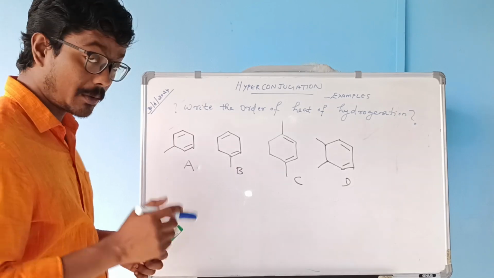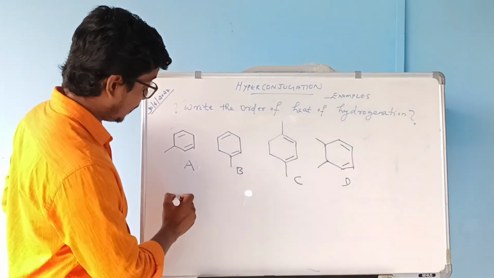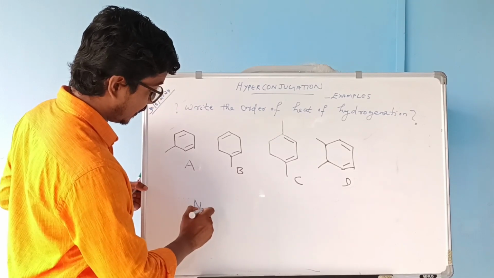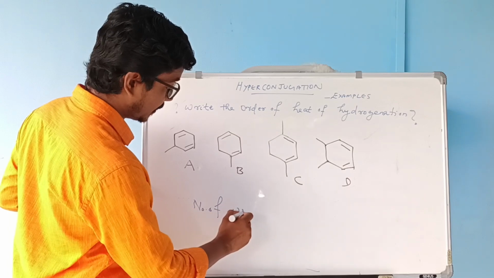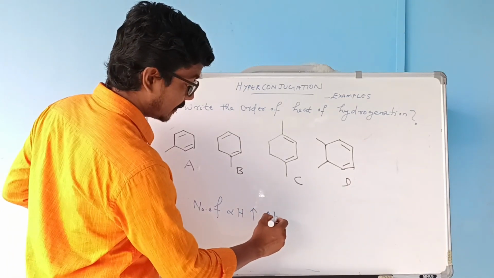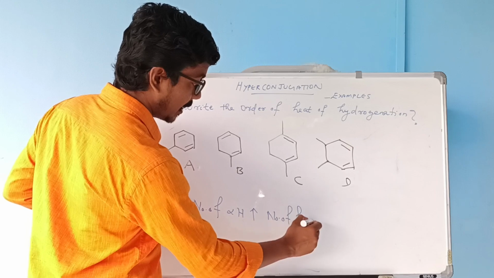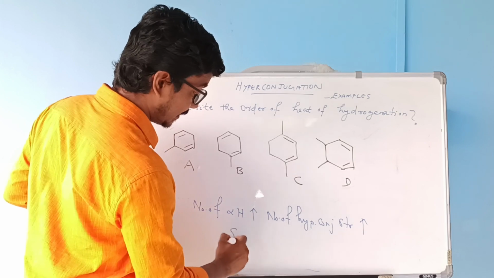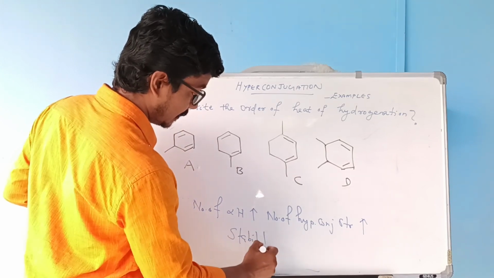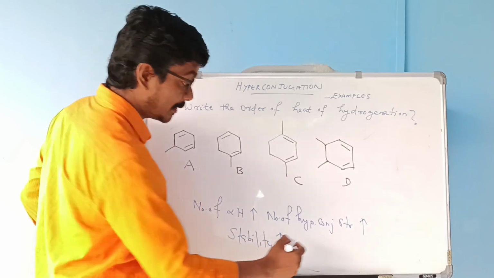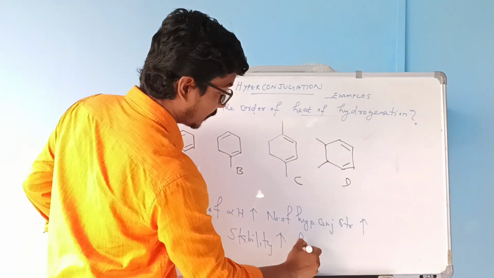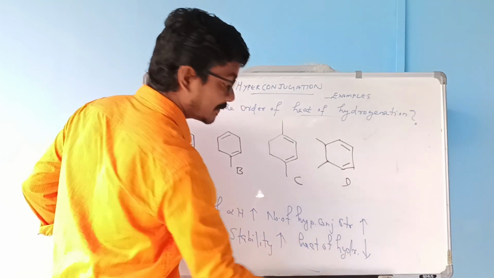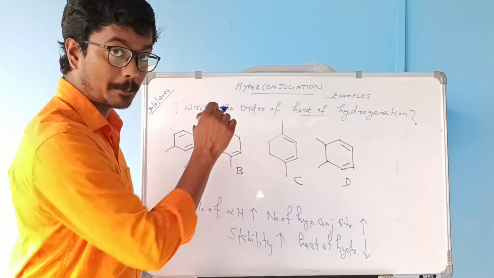So we must know the important point: when the number of alpha hydrogen atoms increases, the number of hyperconjugative structures also increases, which increases the stability, but heat of hydrogenation decreases. Okay, this is the principle we are going to apply here.